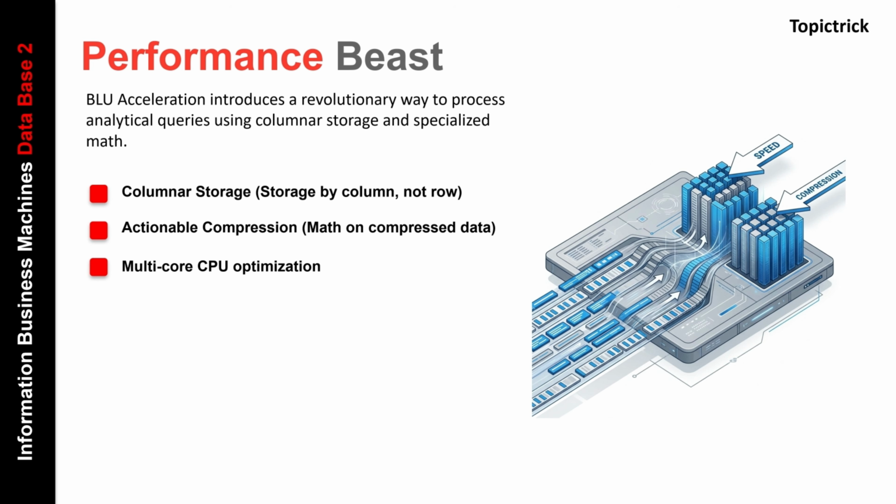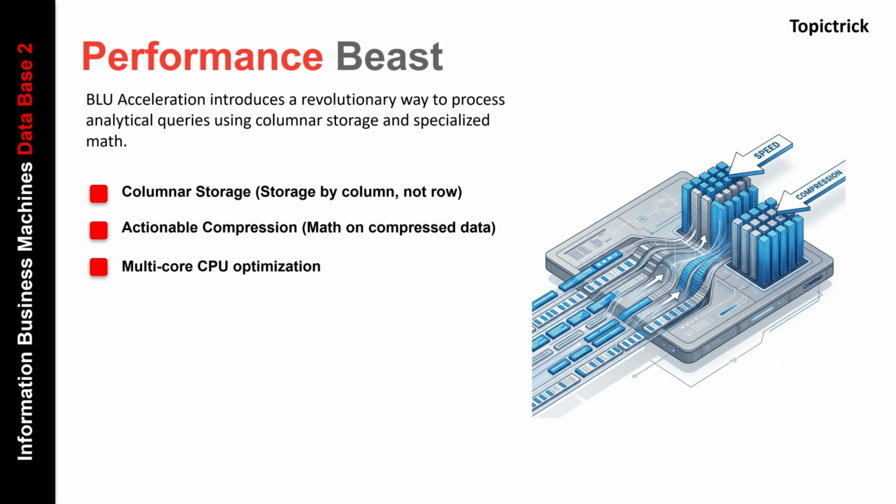BLU flips the database on its side using something called columnar storage. Instead of storing data by row, it stores it by column. So when you run that sales report, BLU only looks at the sales amount column and just skips everything else. We call this data skipping, and it can cut down your disk work by 90% or more.